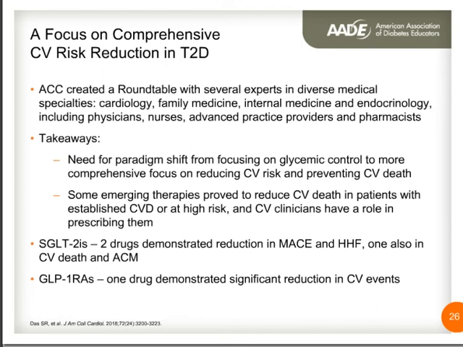They discussed the findings from the cardiovascular outcome trials and then came up with recommendations that they wanted to be practical for providers across the medical community. The key takeaways were this. They recognized what Curtis mentioned, a need to shift the paradigm from focusing only on glycemic control to something more comprehensive for reducing cardiovascular risk and preventing cardiovascular death, very important for cardiologists. They also recognize that emerging therapies have proven to reduce cardiovascular death, especially in patients with established cardiovascular disease or those at high risk, and that cardiovascular clinicians have a role in prescribing these drugs, not only clinicians in the diabetes space.